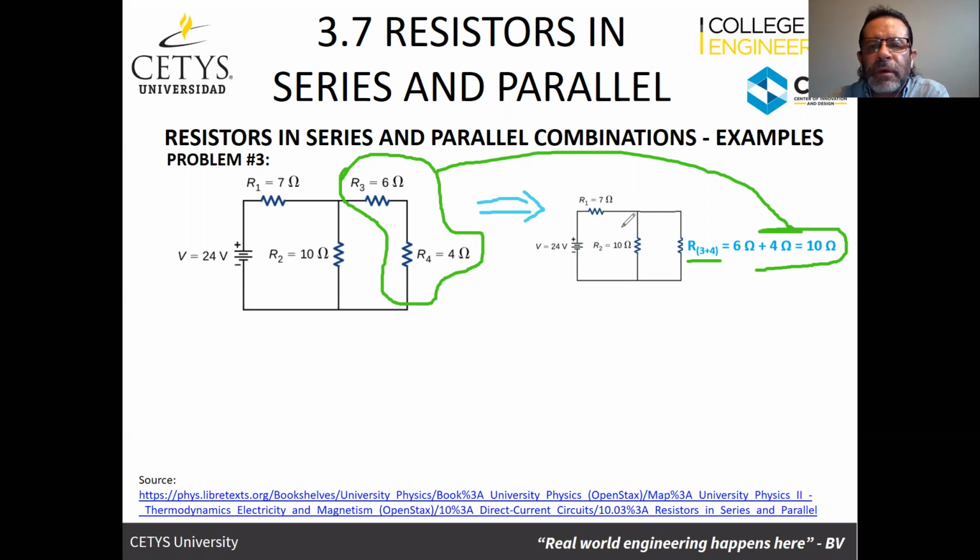I'm going to end up with fewer colors. Now I'm going to grab these two. These two are clearly in parallel. Why? Because this terminal is connected to this terminal and this terminal is connected to this terminal. Now, some of you may be asking, wait a minute, there's another thing connected over here. That doesn't matter in the parallel connection.